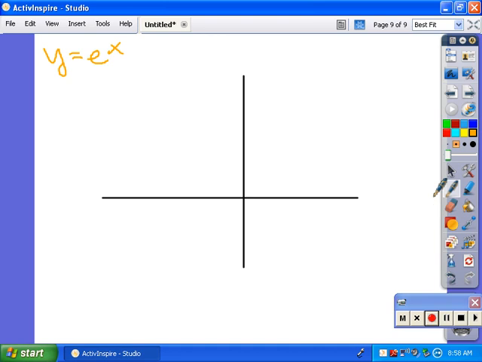If you take a number and you raise it to a higher and higher power, it's going to get bigger and bigger and bigger, so our graph is going to increase rapidly. If you raise a number to the 0 power, so if x equals 0, what do you get as an answer always? 1. So this is going to cross the y-axis at 1.